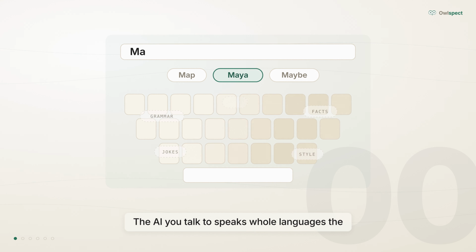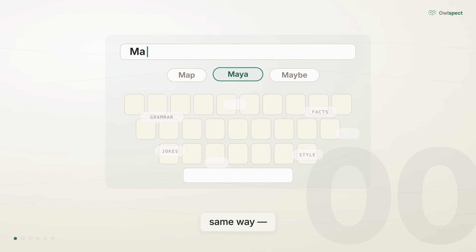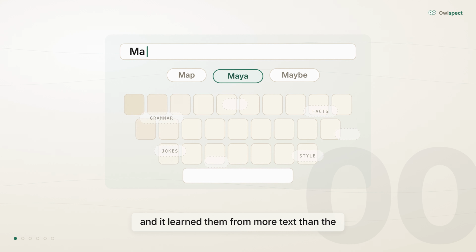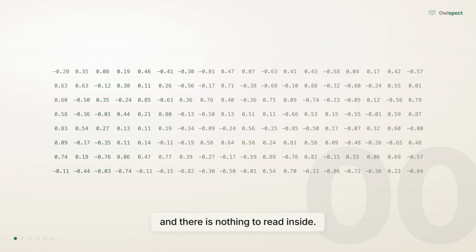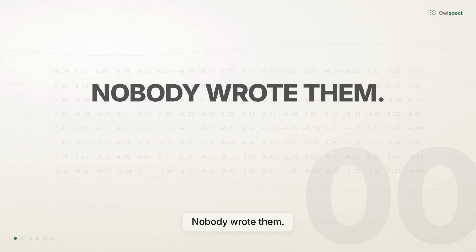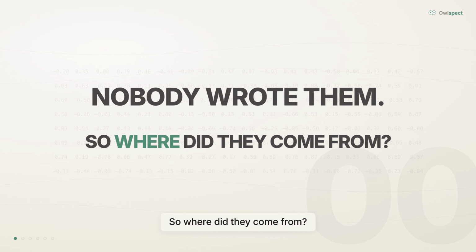The AI you talk to speaks whole languages the same way, and it learned them from more text than the largest libraries hold. But open it up, and there is nothing to read inside. No rules, no dictionary, just billions of numbers. Numbers that somehow speak English. Nobody wrote them, so where did they come from?